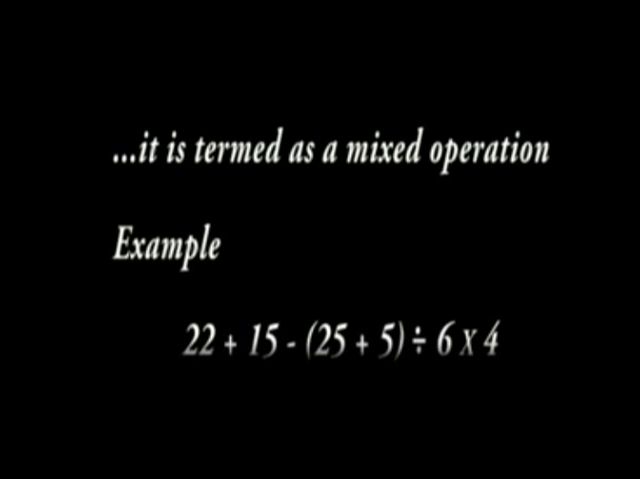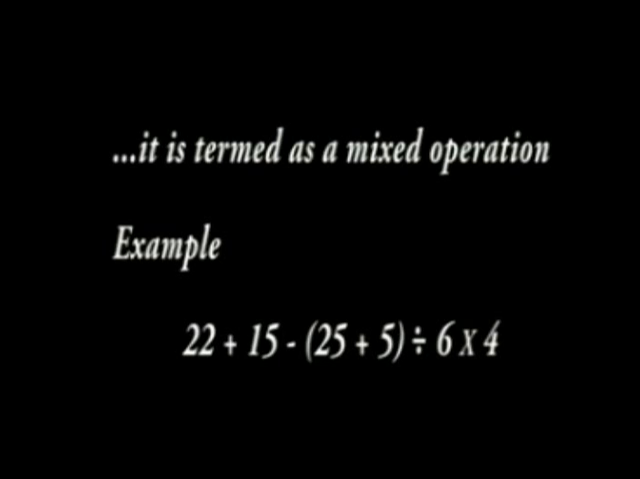Order of operations. Sometimes an expression contains more than one operation. When operations of addition, subtraction, multiplication, and division occur in the same expression, it is termed a mixed operation. For example, 22 plus 15 minus (25 plus 5) divided by 6 times 4. In such situations, the order of operation is critical to getting the correct answer.